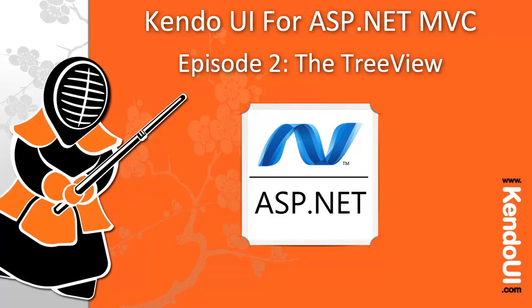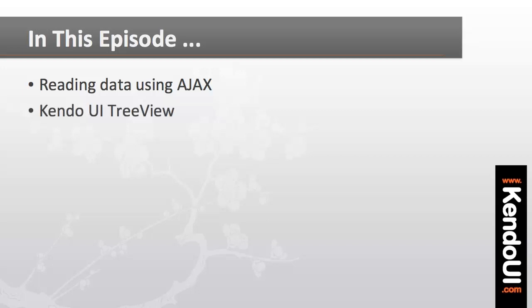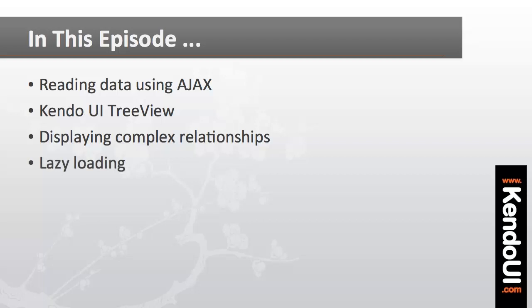Welcome to episode 2 of the screencast series on getting started with the ASP.NET MVC wrappers for Kendo UI. In the last episode, we covered the basics. In this episode, we'll look at how to read data from the server using Ajax. We'll also cover the Kendo UI TreeView widget and how to display complex relationships from your database, such as a hierarchical one. We'll also talk about advanced concepts like lazy loading, and I think you'll be really surprised at how easy these things are to do with the MVC wrappers.